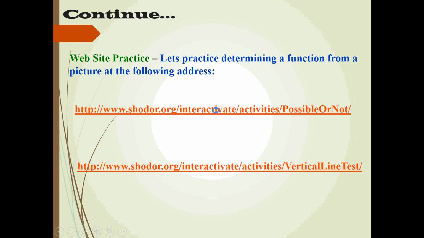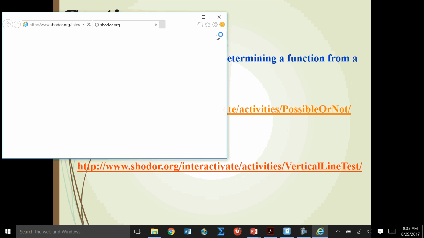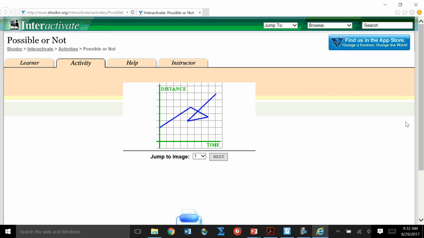I have a couple practice sites that will just present us with some different scenarios to determine if these graphs are functions. So let's take a look at a couple together. Here's the first example, and we're determining if this graph, the blue graph there, is a function.